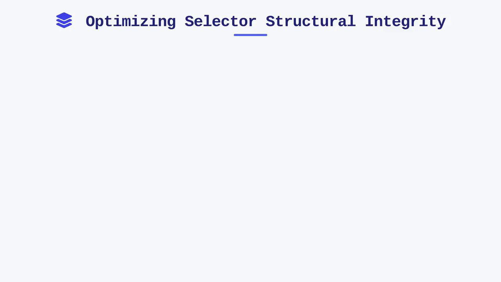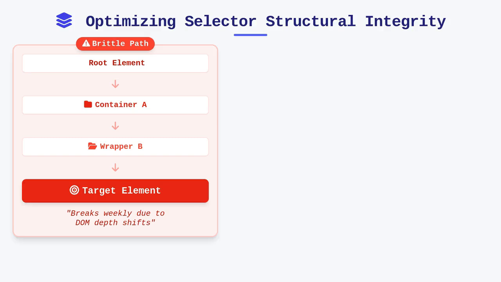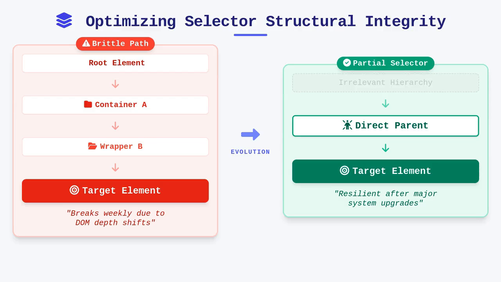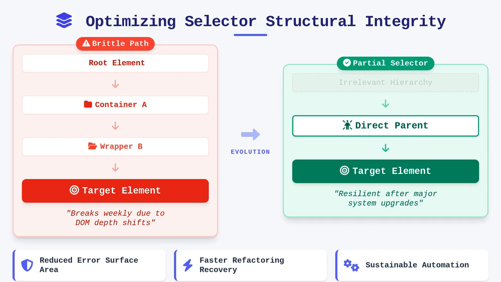The structural integrity of your selector is just as important as the individual attribute values being captured. In many complex applications, the DOM or visual tree depth might shift if a new container or menu wrapper is introduced during an update. Rather than relying on a brittle, deep path that traces every parent element to the root, we can utilize a partial selector approach. By focusing on the direct parent or the element itself, you reduce the surface area for errors when containers are reorganized or refactored by developers. This structural simplification is the difference between a flow that breaks every week and one that continues to run smoothly after major system upgrades.